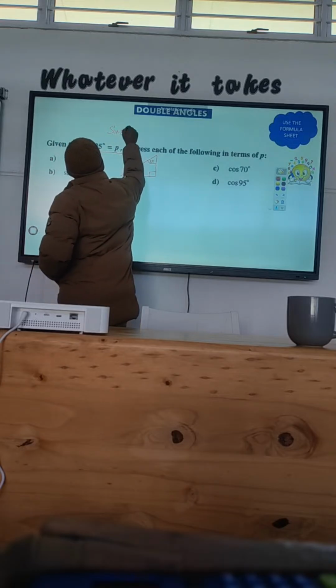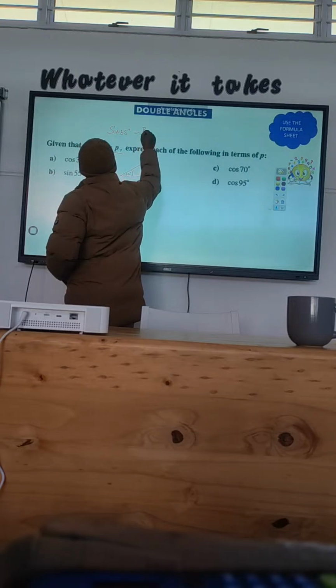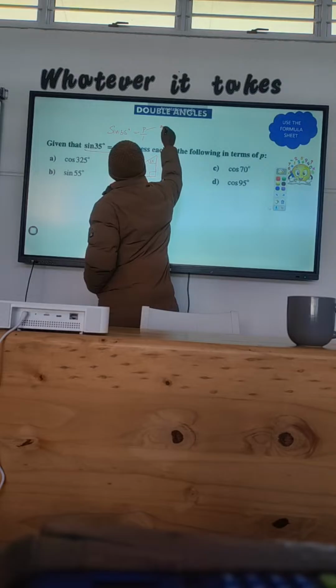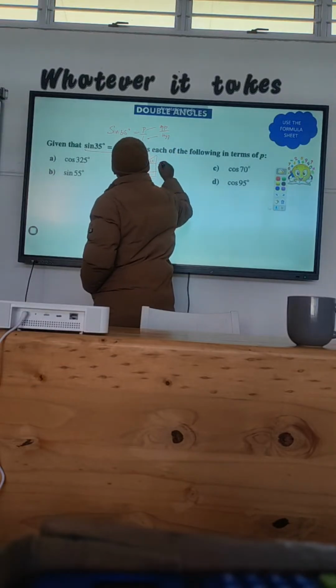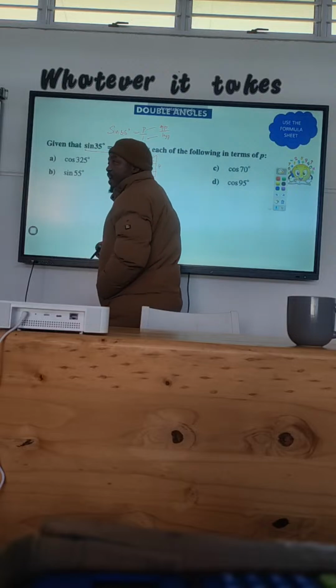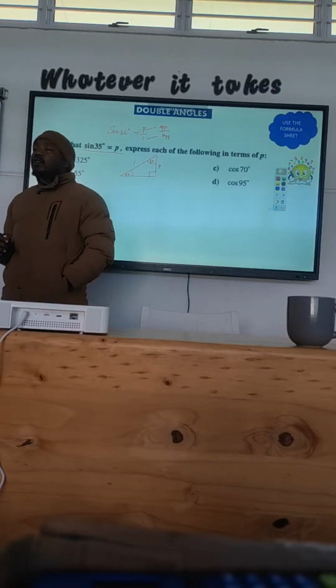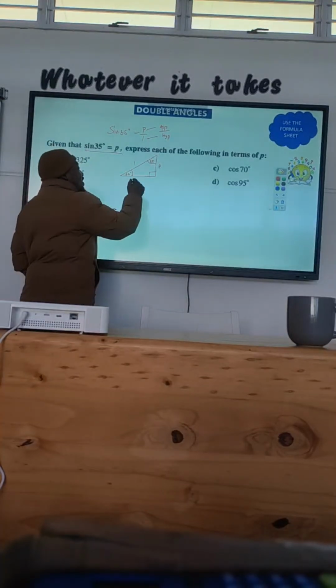And then you told me the sine of 35 equals P, so this is the same as P over 1. It means the opposite side, because sine is opposite over hypotenuse, is actually P, for 35, and the hypotenuse is actually 1. So your duty is to find the missing side.